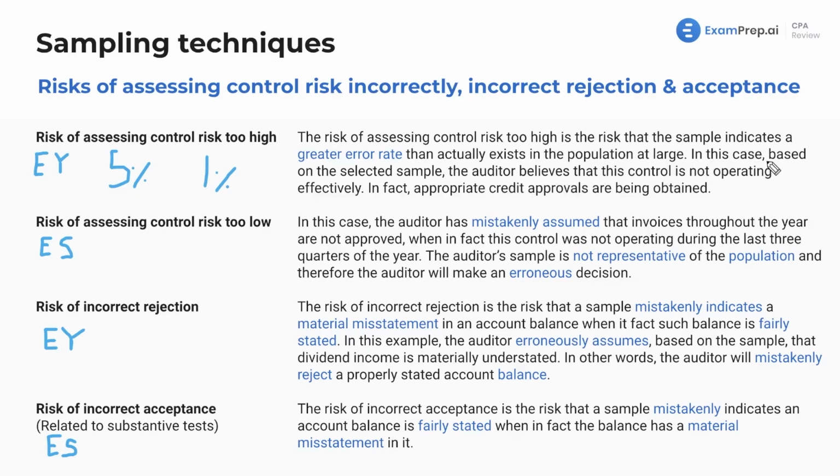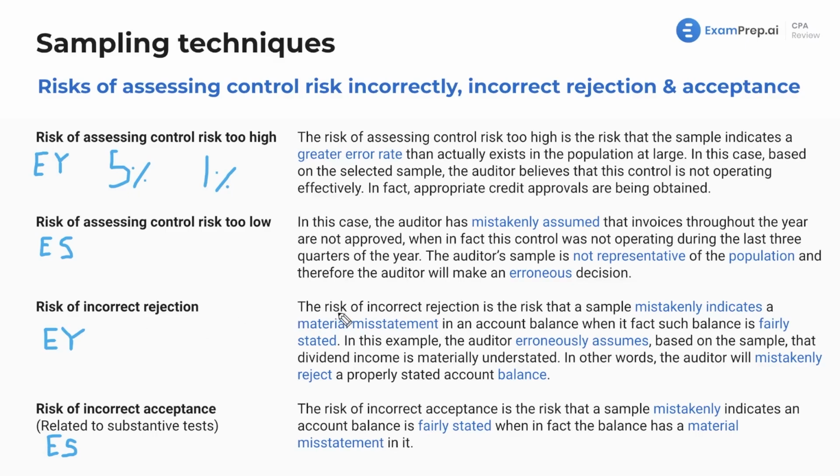So, for example, in this case, based on the selected sample, the auditor believes that this control is not operating effectively, but in fact, in this case, appropriate credit approvals are being obtained. So in this case, it's actually working properly. Now, let's go to the risk of incorrect rejection because I want to do the efficiency ones first.